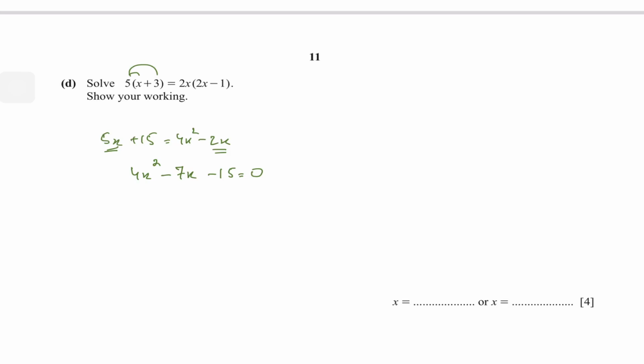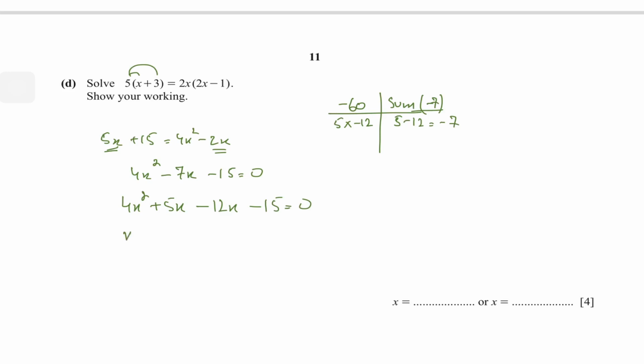So we may just get away with simply factorizing it using middle term breaking. Minus 15 times 4 is minus 60. So we need two numbers that when multiplied give us negative 60, and the sum should be minus 7. Let's see. 15 into 4, no. 2 into 30, no. 4 into 15, obviously not. 5 times minus 12, yeah, that sounds good. 5 minus 12 is equal to minus 7. So 4x squared plus 5x minus 12x minus 15 equals 0.